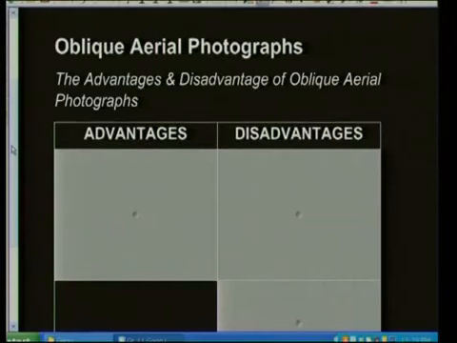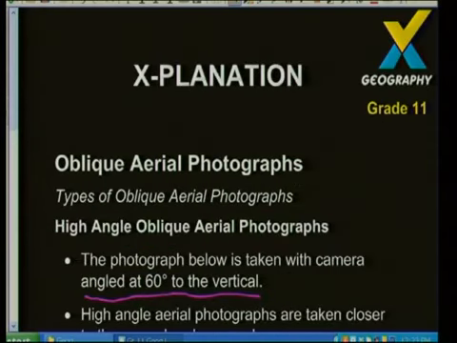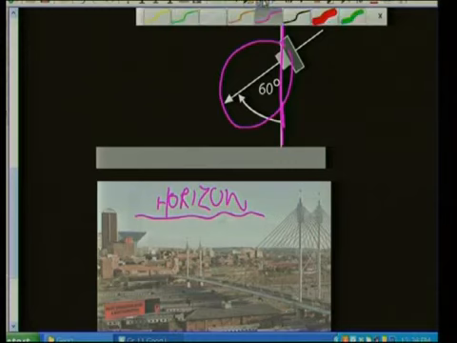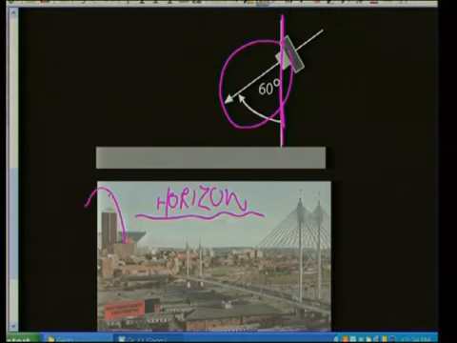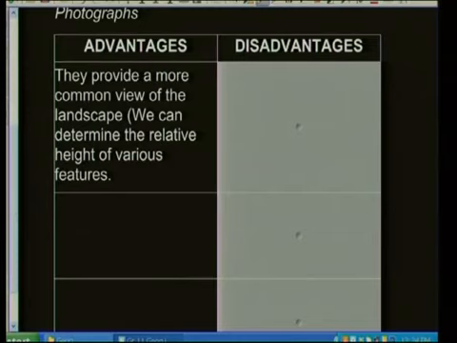I want to then look at the advantages and disadvantages of oblique photographs. They provide a more common view of the landscape, and we can determine the relative height of the buildings, as shown down here. Can you see? We can see the height of the buildings down here. We can see taller buildings, shorter buildings. All right? We can also look at the disadvantages.